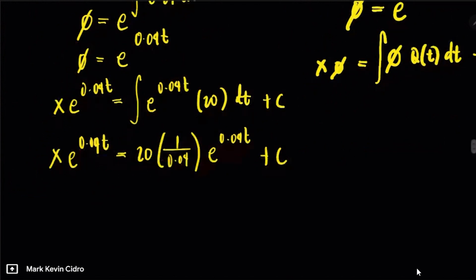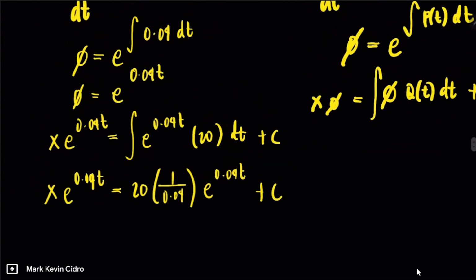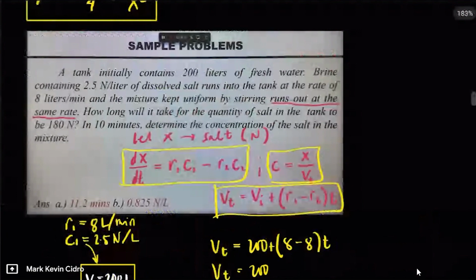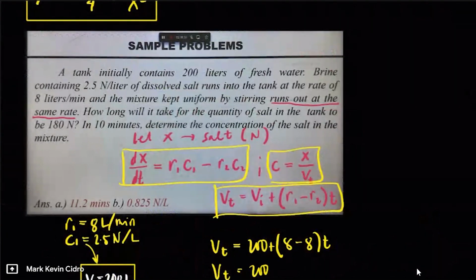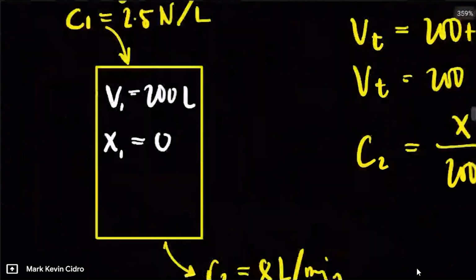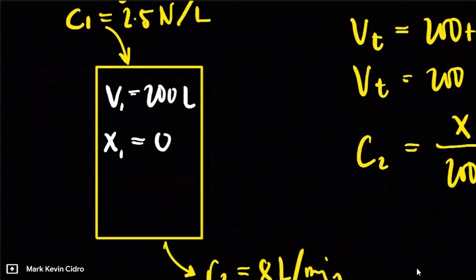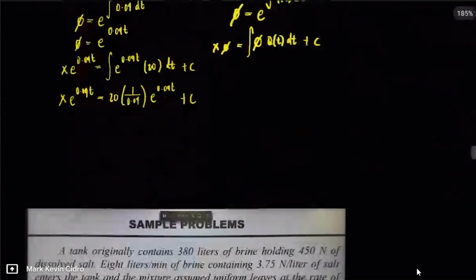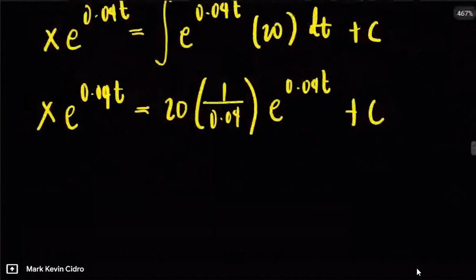Next, your problem is the value of c. How do you solve for c? Going back to the problem, there should be a boundary condition. The boundary condition usually is this. The initial volume is 200 liters, and your x, the amount of salt, is 0. Your time here is also equal to 0. When t is equal to 0, the amount of salt in the solution is 0.